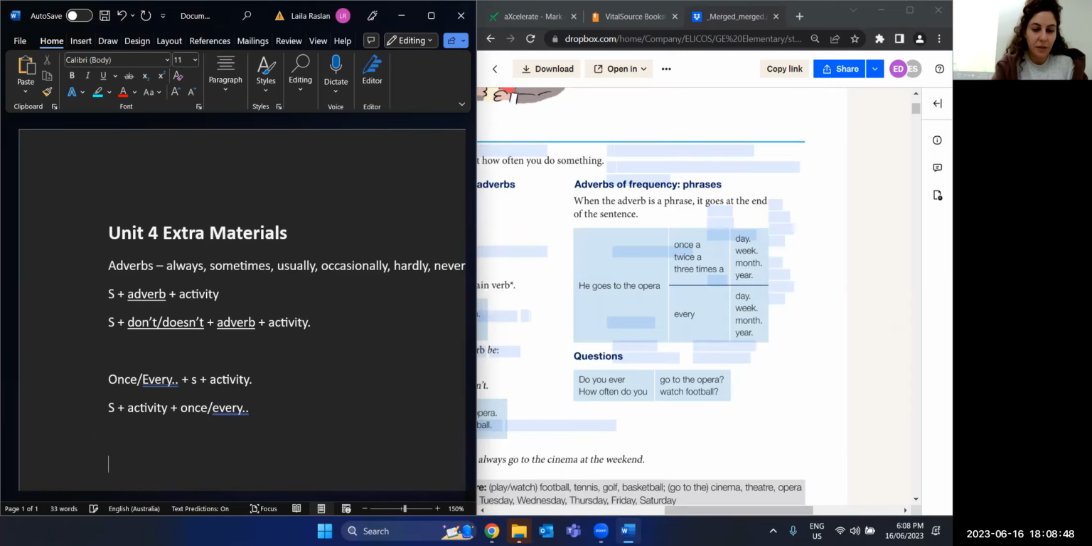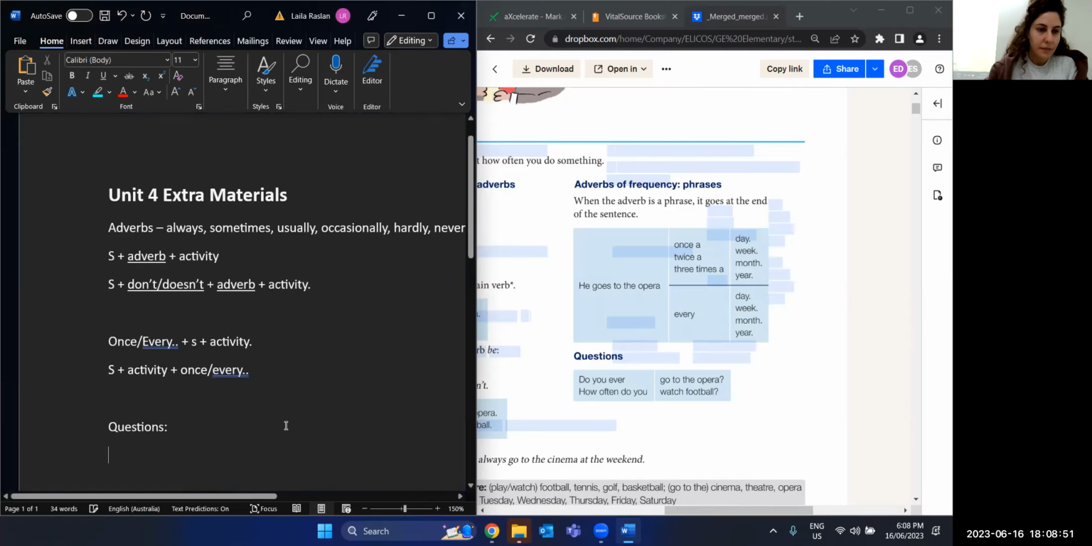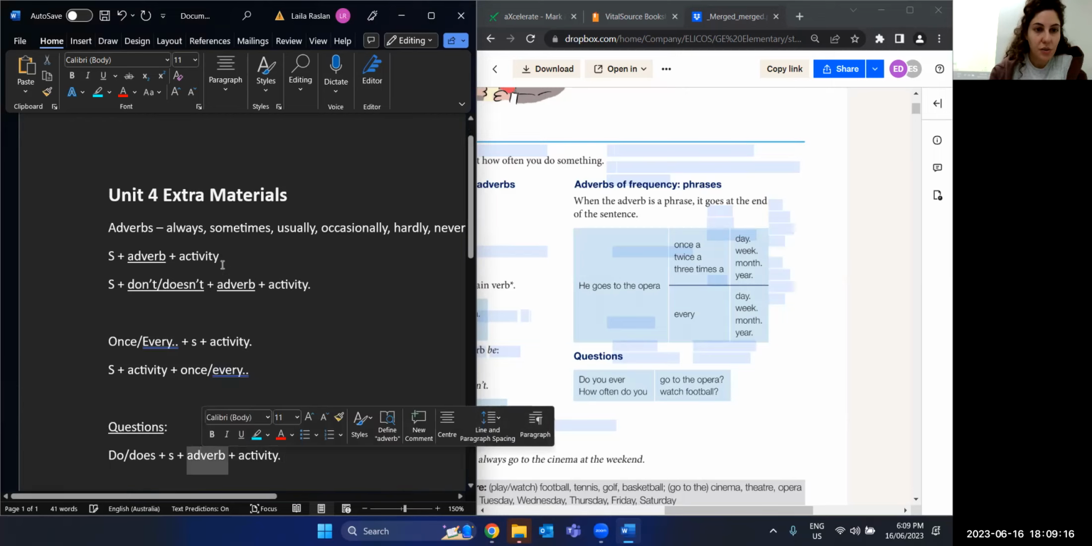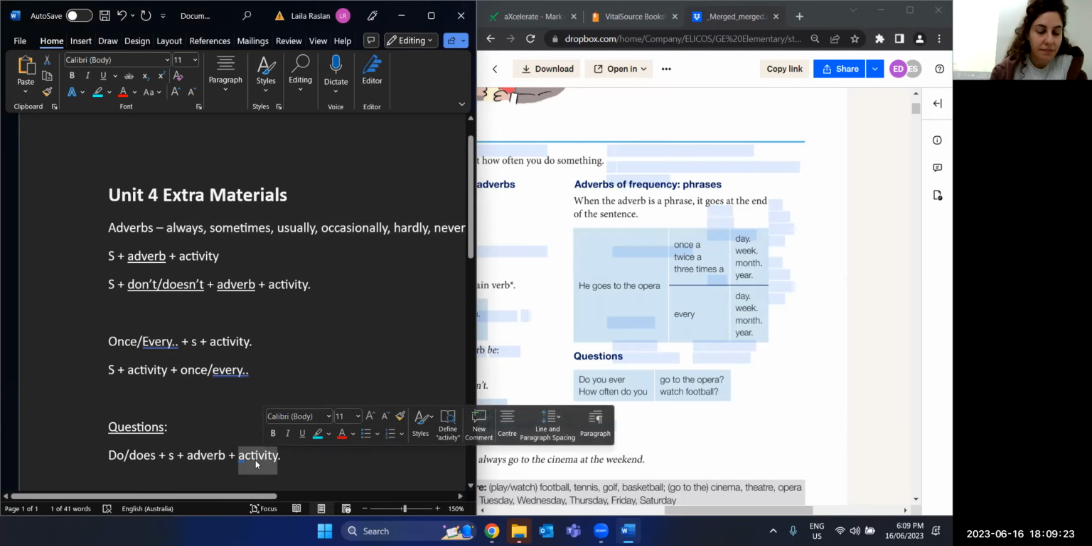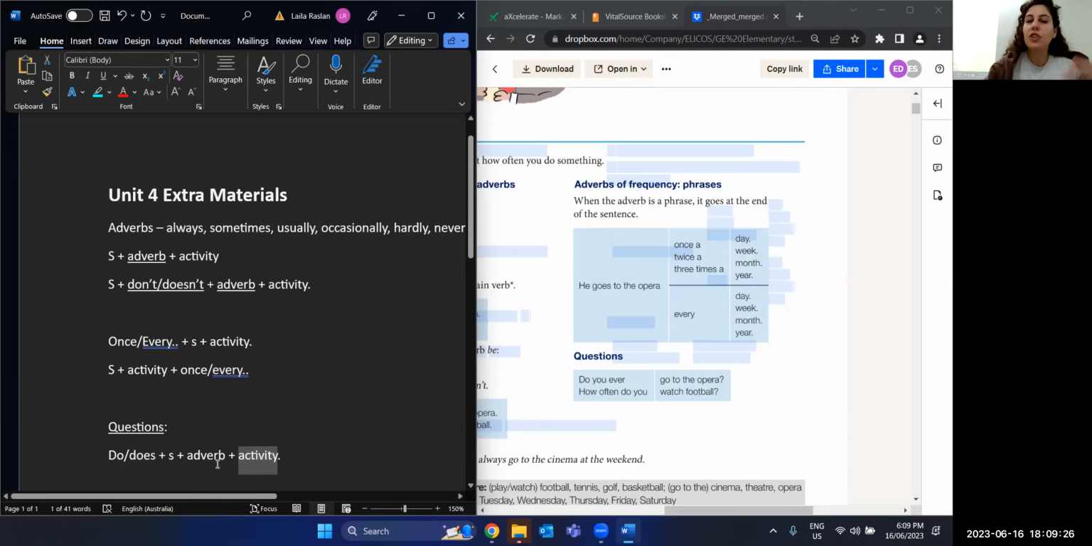Questions. How do we make questions? With the questions, we use the do or the does, remember? Do you often go to the cinema? Do you always play soccer? So adverb, I can use whichever one. Do you hardly play soccer? But usually we always ask someone, do you always do that? Do you sometimes? They're more common. Do you usually? You hear a lot of questions like that.